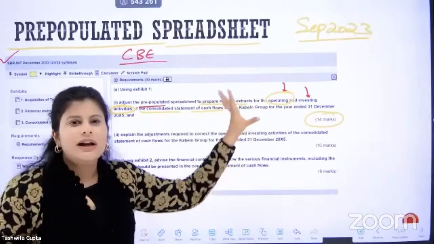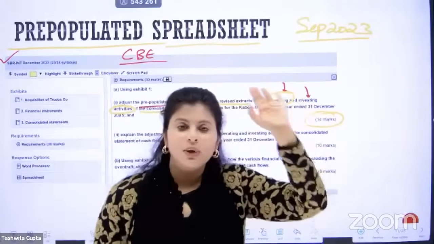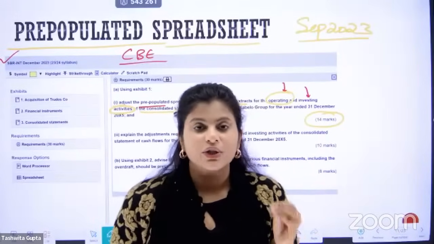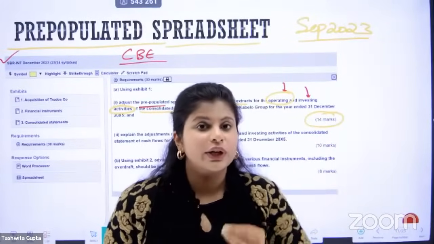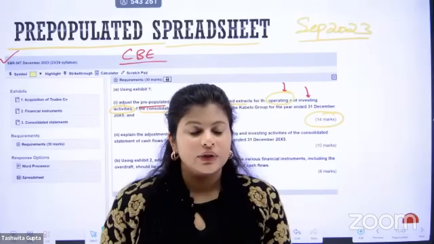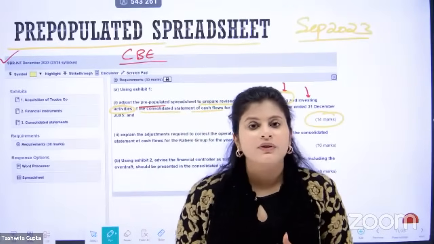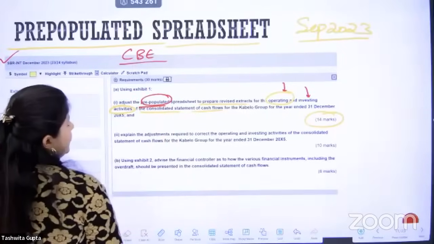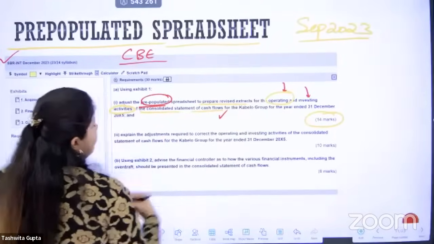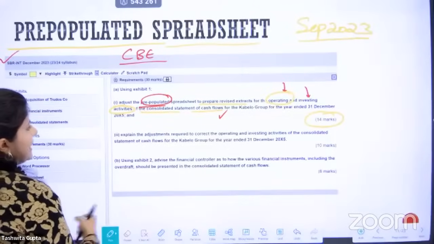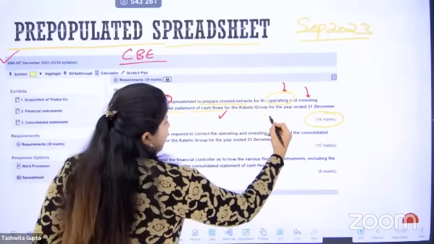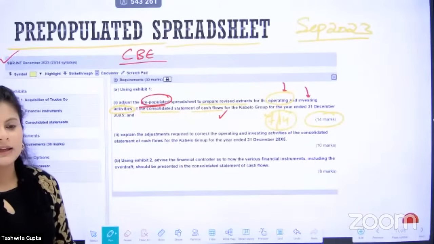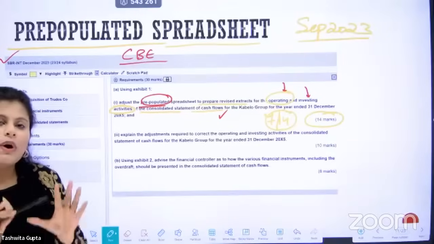So tomorrow I'll be solving this question with you. Don't worry if you're not understanding what this question is saying. All calculations, everything is going to be done on the CBE platform. Today we are just discussing our technique so that tomorrow we can apply that technique. The whole December 2023 paper would be solved tomorrow. So here I'm supposed to adjust my spreadsheet to prepare the adjusted statement of cash flow, 14 marks. Even if I just aim for 7 on 14, I think that is something we all can do.